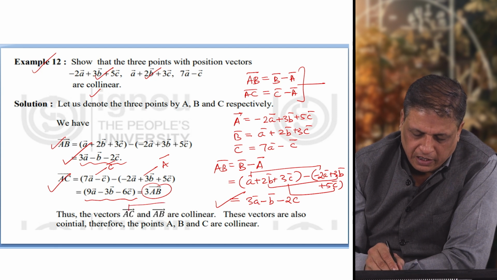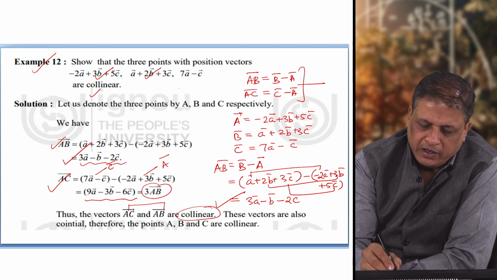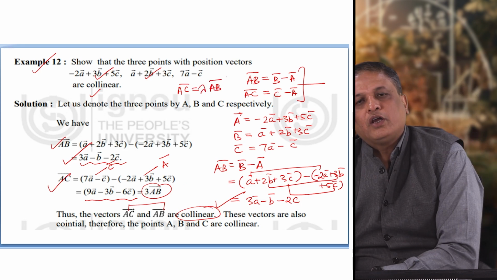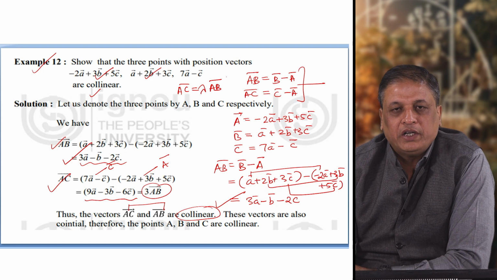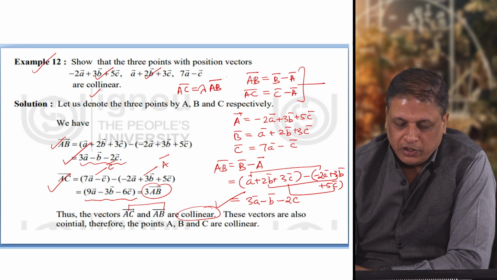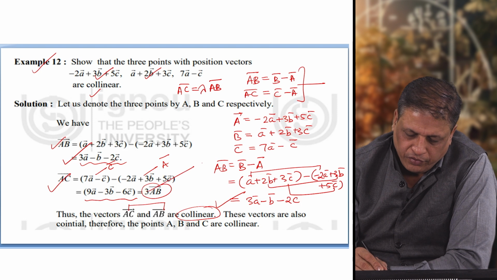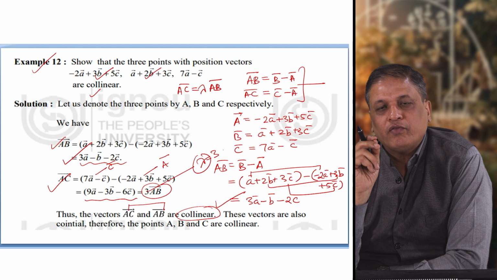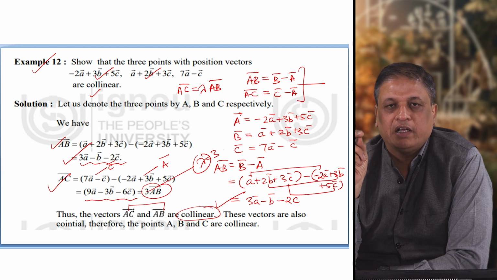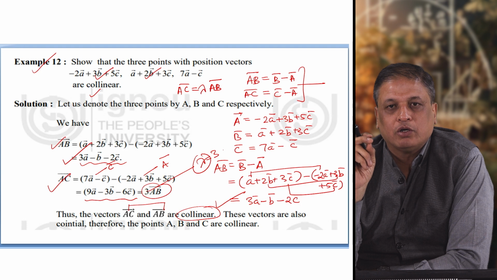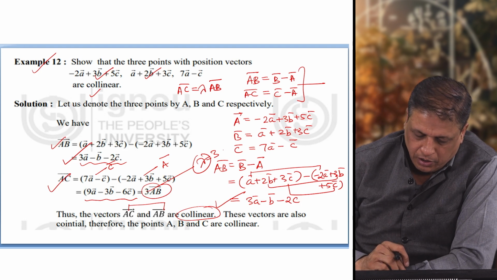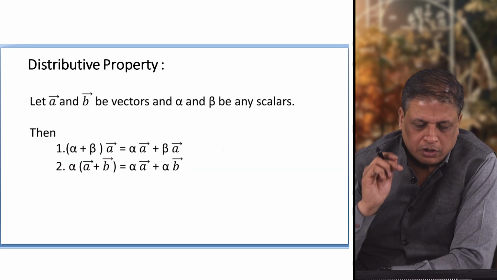That means AC and AB are collinear, because vector AC is lambda times of vector AB, which is the important property of the collinearity, that if two vectors are collinear, then one vector is equal to lambda times of the other vector, and we had found that the value of lambda is equal to 3. So, if two vectors are supposed to be collinear, then one vector is to be lambda times of the other vector, and over here we found that vector AC is equal to 3 times of vector AB. So, that is why vector AC and AB are collinear.